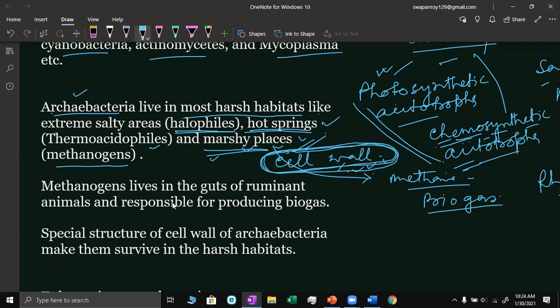They live in the guts of ruminant animals, that is cow, buffalo, goats, etc. There they help in the digestion of the food somehow, and then they decompose the dung and form methane gas. So these methanogens are very useful for human beings, because they are the source of biogas. Biogas is a fuel gas produced particularly from animal excreta. So they help in the decomposition of the animal excreta and also provide the fuel gas.